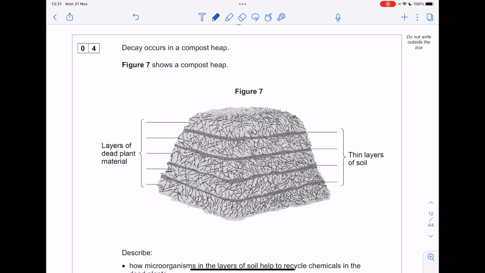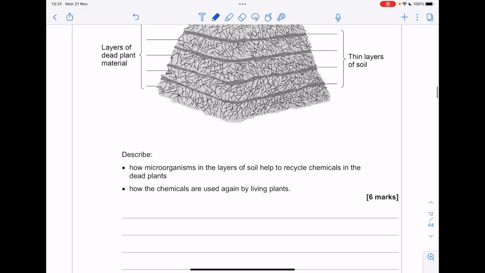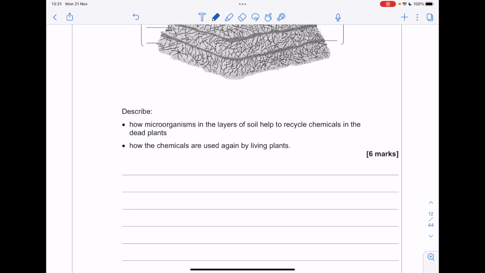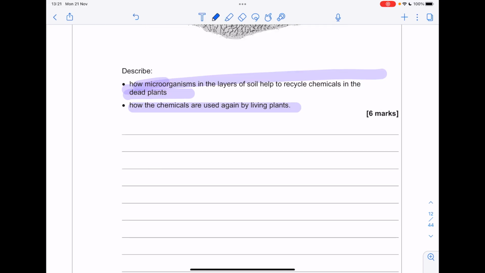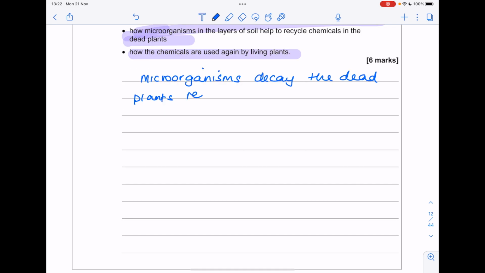Decay occurs in a compost heap. Figure 7 shows a compost heap. Describe how microorganisms in the layers of soil help to recycle chemicals in the dead plants, and how the chemicals are used again by living plants. So the microorganisms decay the dead plant, releasing things like nitrates.